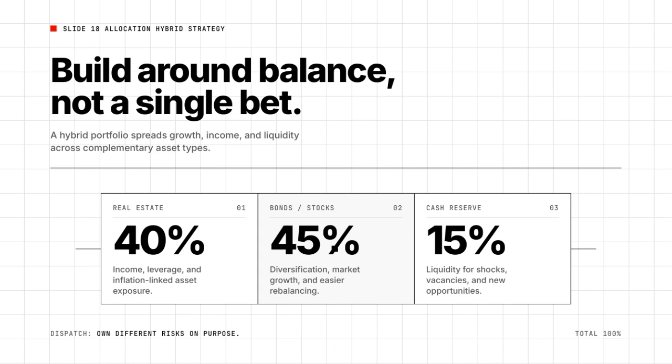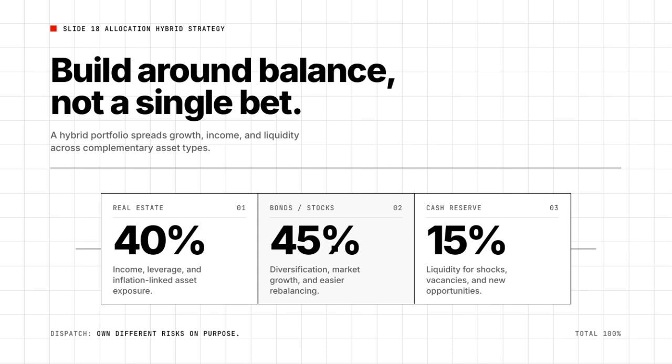Next, bonds and stocks comprise 45%. This allocation provides diversification and taps into market growth potential, while also allowing for easier portfolio rebalancing over time as market conditions change. Finally, we hold 15% in cash reserves. This portion ensures liquidity, so the portfolio can handle unexpected shocks, vacancies in properties, or seize new investment opportunities without needing to sell assets at unfavorable times.